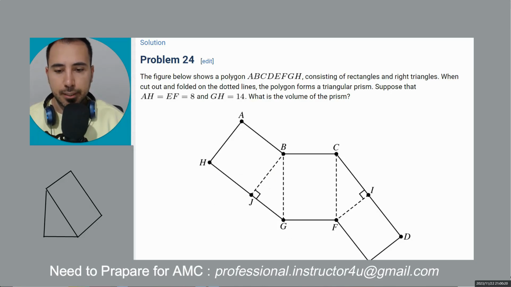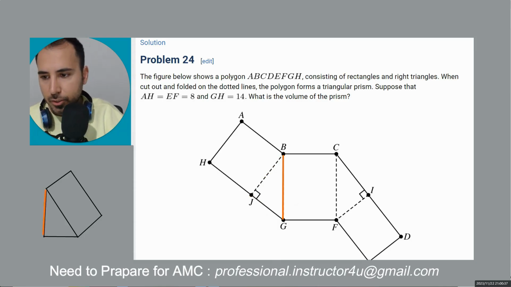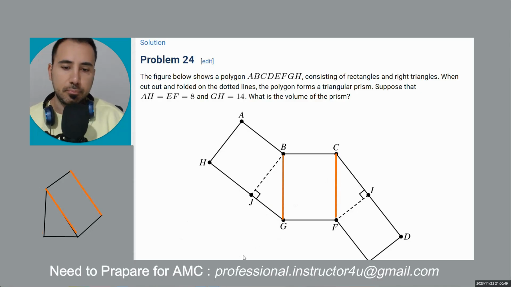Now, I want you to focus on this right triangle. Which of these is the largest one? It's going to be the hypotenuse, right? So this one is the largest side. Now look at this one. Which one is the largest of all 3? I think this. So let's go and match this one as well, and this one as well.